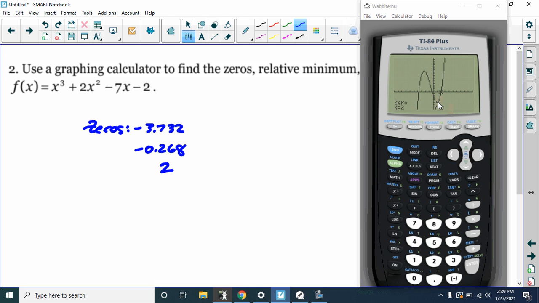The relative minimum is this point right here. It is not the absolute minimum because there's some points lower, but it is the lowest point in its general area. If I go left or right of that point, it goes up on both sides. So we're looking for that value for the relative minimum. We go to calculate, we go to minimum, which is number 3.